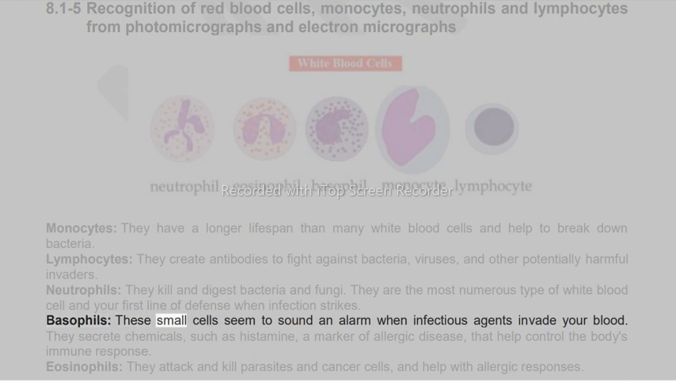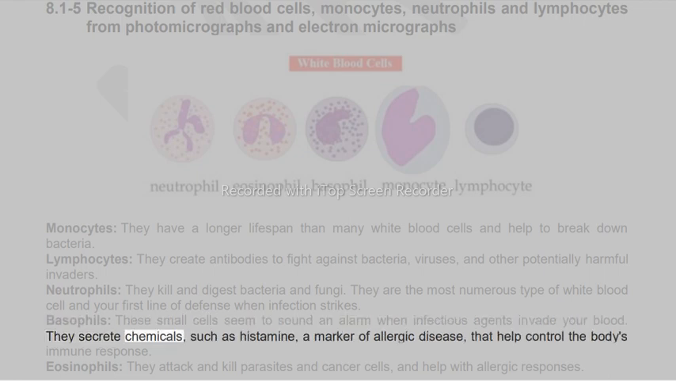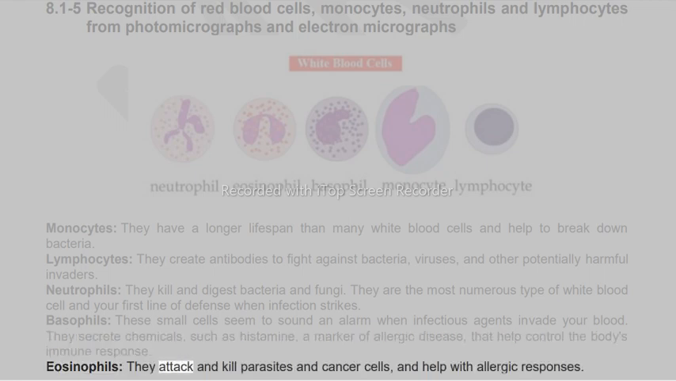Basophils. These small cells seem to sound an alarm when infectious agents invade your blood. They secrete chemicals, such as histamine, a marker of allergic disease, that help control the body's immune response. Eosinophils. They attack and kill parasites and cancer cells, and help with allergic responses.